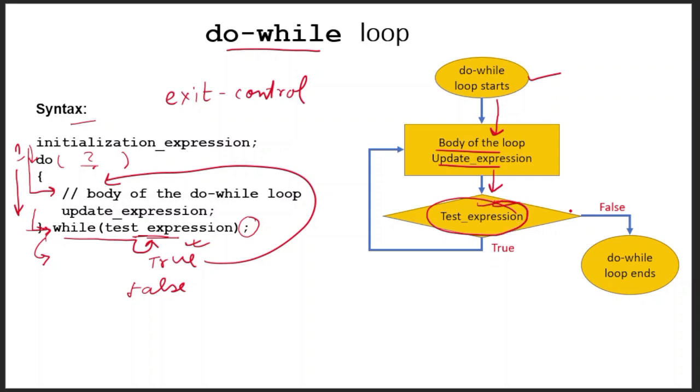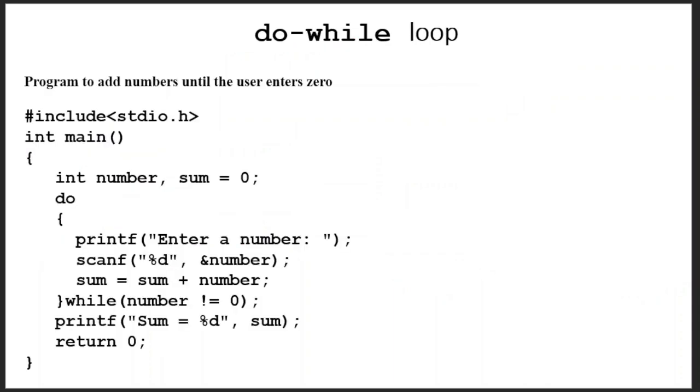Now, here we check the condition. If the condition is false, we will come out of the loop. If it is true, we are going to again enter the body of the loop. We will update the expression, and again we are going to check the test condition before exiting the loop. If the condition is true, then we are going to repeat the body of the loop. So this is your do while loop.